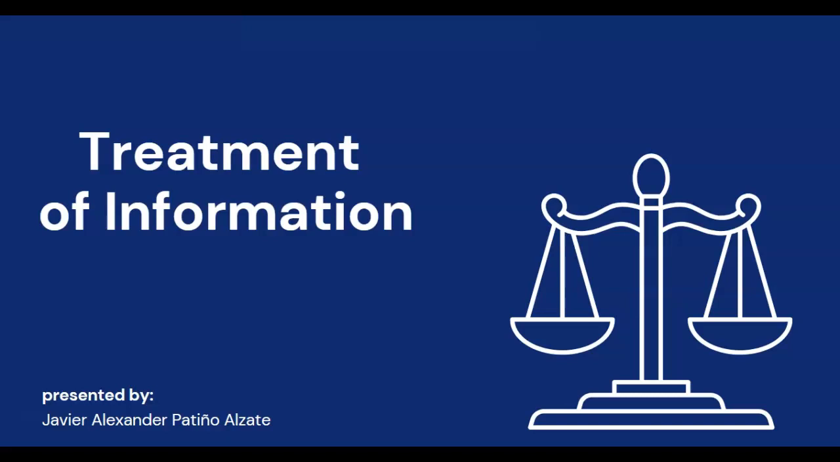And the second point is to identify the policy of the treatment of information that the university has. And the 3rd point is to make a suggestion about the aspects that we can find in that document.